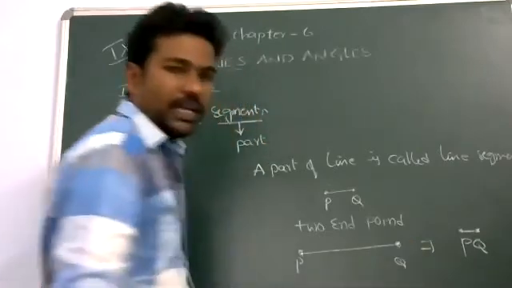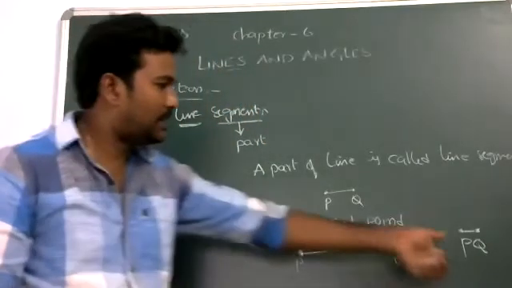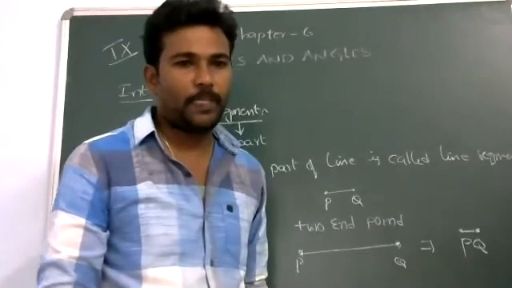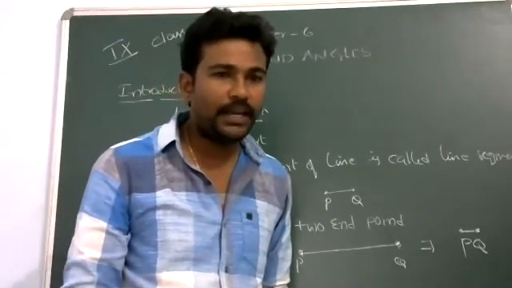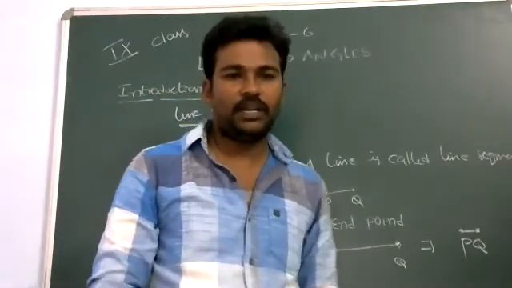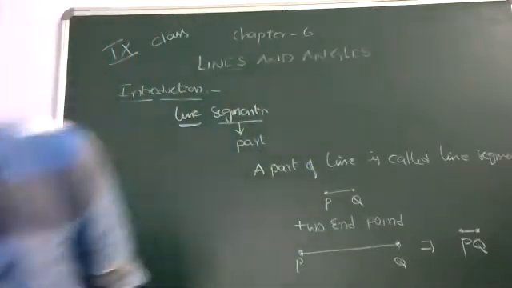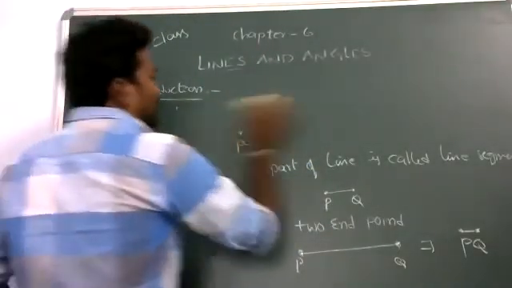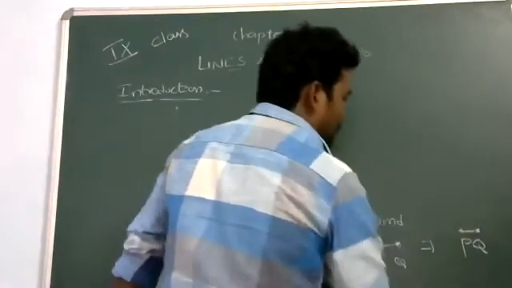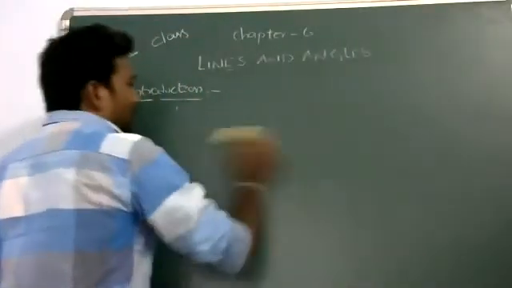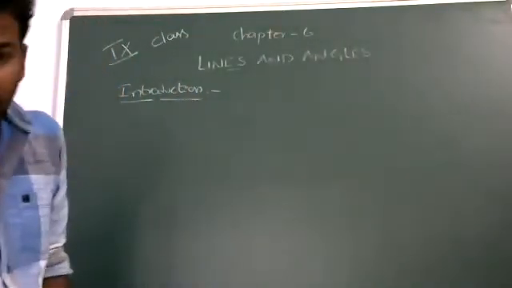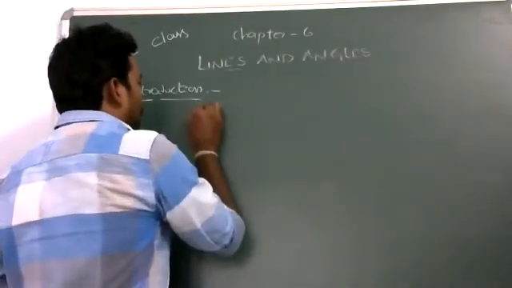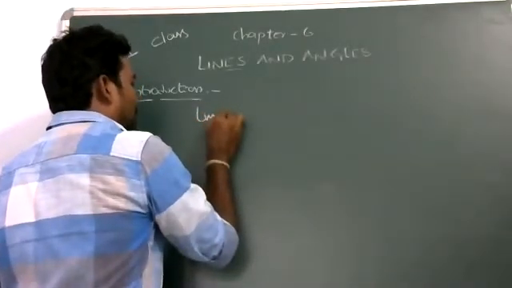To make it as a like this is a representation of the line segment. Is it clear? Any doubt in this? Very nice. Next comes the next part. Already you know in previous classes these definitions. I think so. So now it comes to the line segment. Line segment completed.